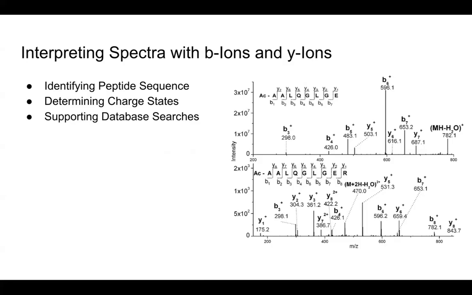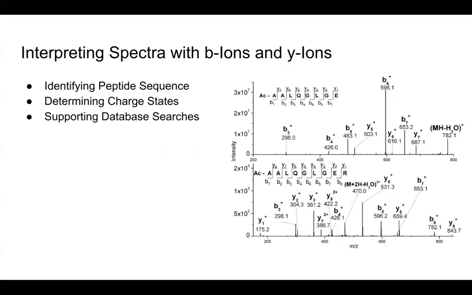Then finally, B ions and Y ions help support database searches. Kasi pag tinitignan nyo yung peptide sequence databases, they both contain yung identified B and Y ions. So the information can be used to search protein databases for matches. So it helps us identify the protein from which the peptide originated from.